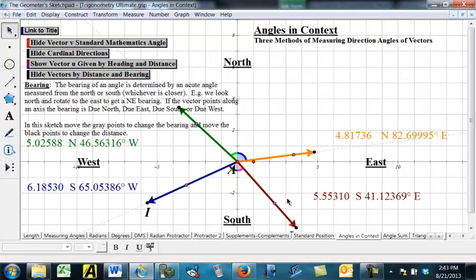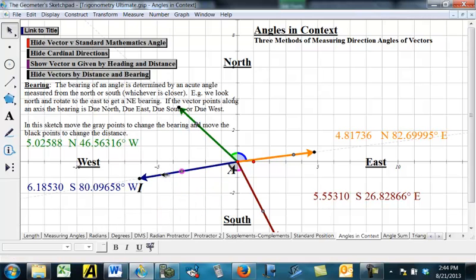If we're down here in the fourth quadrant for our terminal side with our vector, that's going to be southeast. We think of going south and rotating to the east. How far to the east do we rotate? Looks like right now we're rotating about 27 degrees. So south 26.82866 degrees east. Notice how that's written: south so many degrees east. And then this is the distance, which would be some distance unit like miles or feet or meters. Down here in this quadrant, we're southwest.